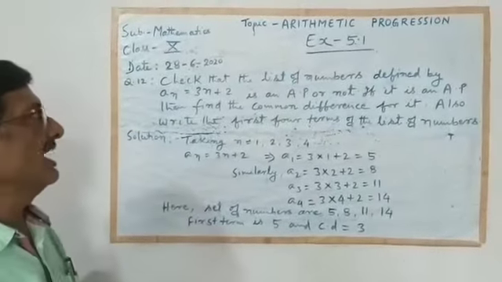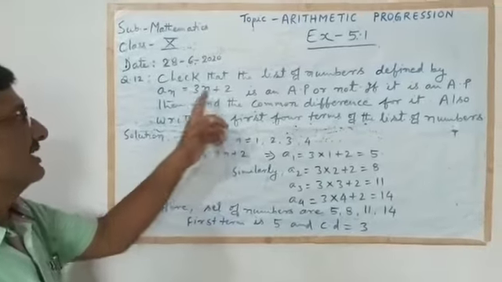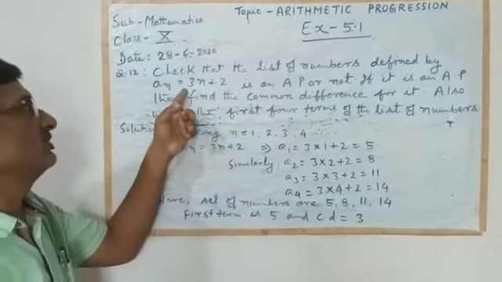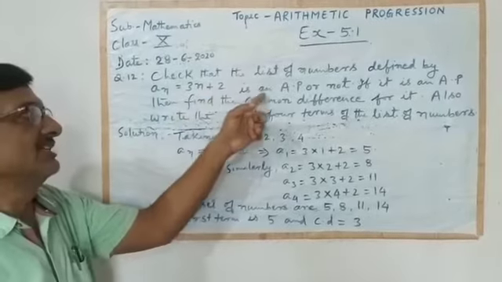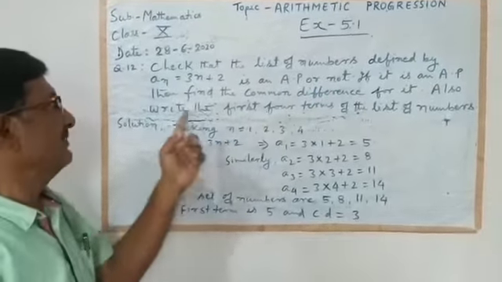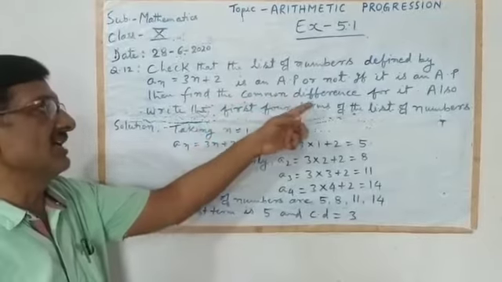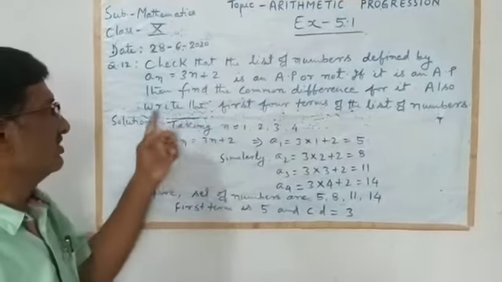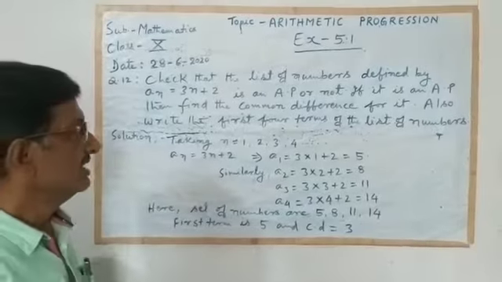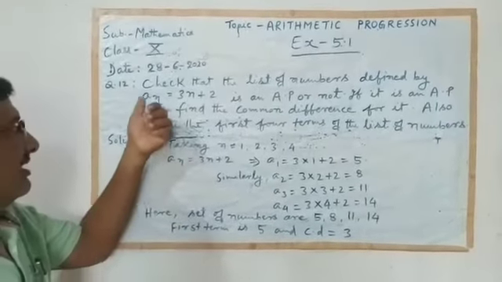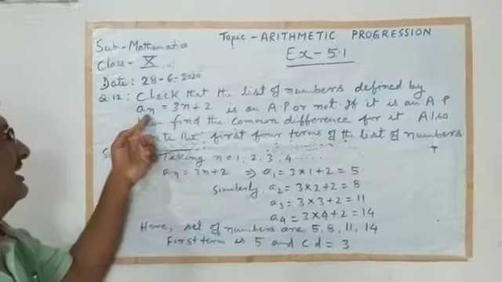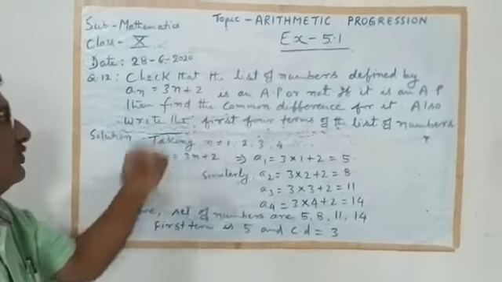In question number 12, check whether the list of numbers defined by a_n equal to 3n plus 2 is an AP or not. If it is an AP, then find the common difference for it. Also write the first 4 terms of the list of numbers. Here we are observing that a_n is equal to 3n plus 2.